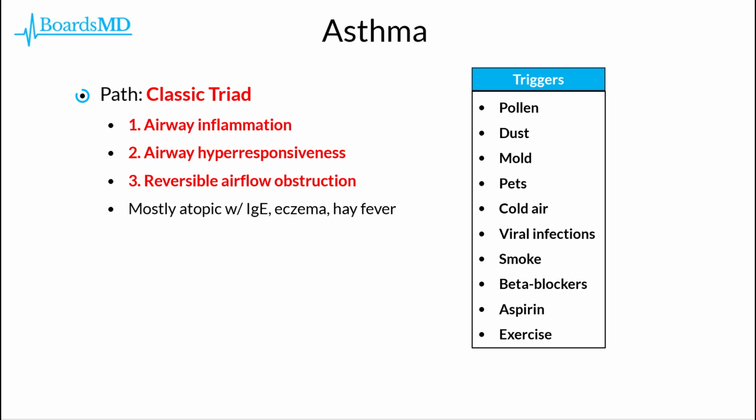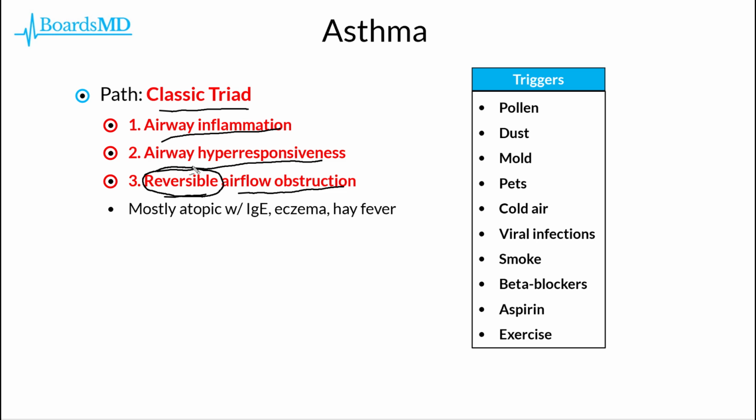The pathophysiology underlying asthma follows a classic triad. This classic triad includes airway inflammation, airway hyperresponsiveness, and very high yield to keep in mind, reversible airflow obstruction. And we will discuss the reversible nature of this airflow obstruction in more detail in the coming slides in the context of spirometry in our asthmatic patients.